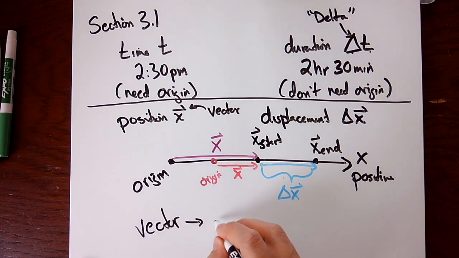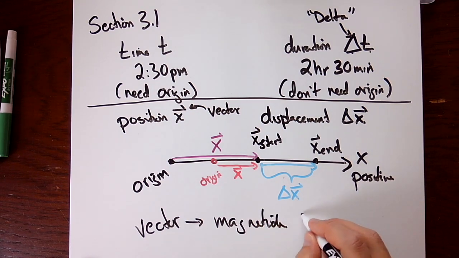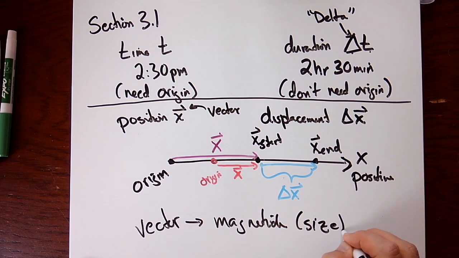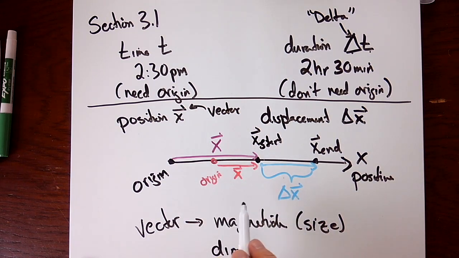That means it has a magnitude, which is the size. Here, it's how long those arrows are, and it also has a direction, which way those arrows are pointing. They're all pointing in the positive direction for this example, so these guys are all positive vectors.